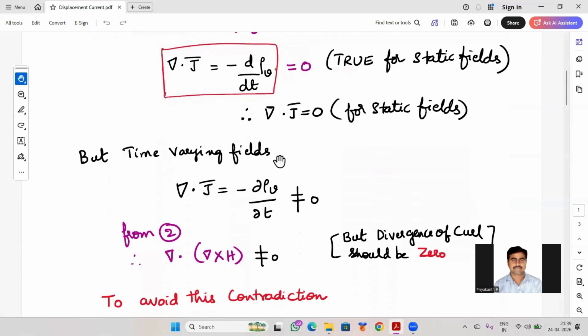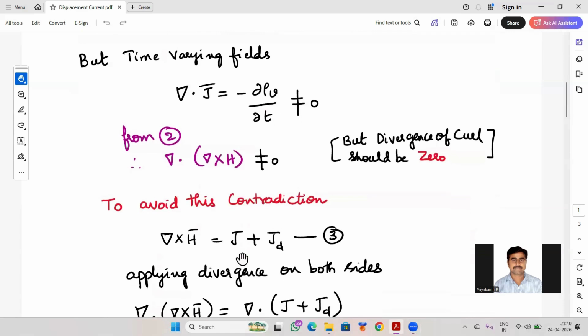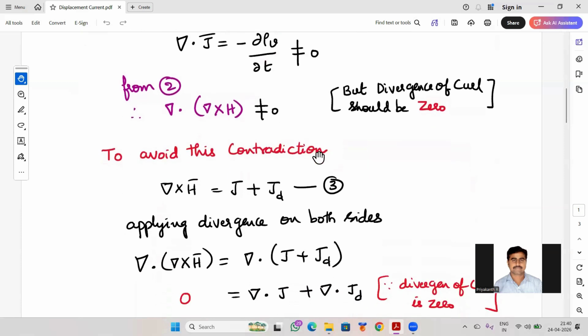But in the case of time varying fields, this dou by dou t of rho v is not equal to 0. Therefore, you observe that del dot of del cross H is not equal to 0. But divergence of curl for any vector should be equal to 0. So this is the contradiction that appears in Ampere's law, and this contradiction is called the inconsistency of Ampere's law.